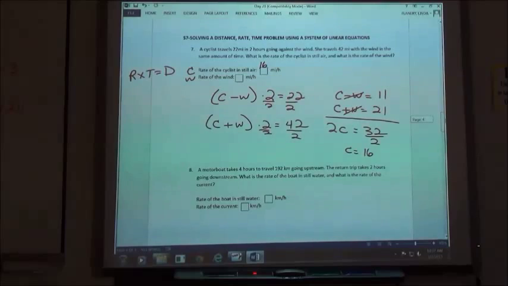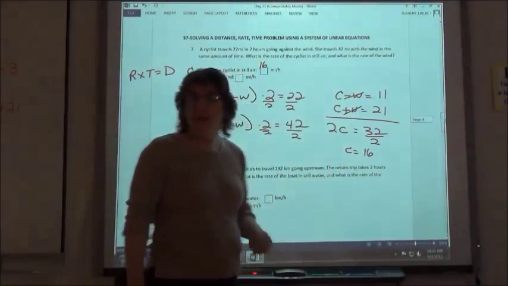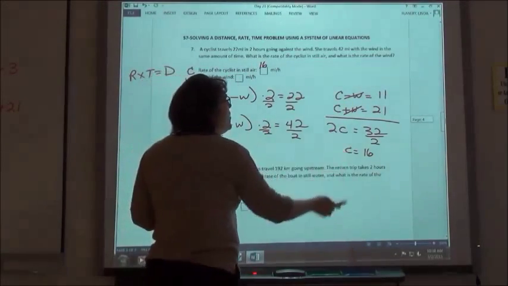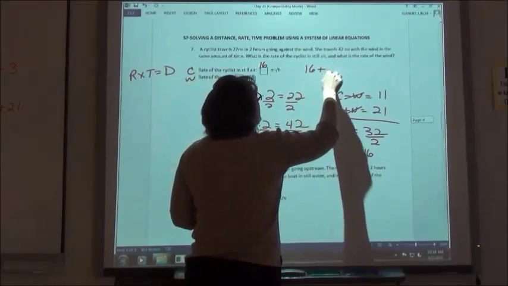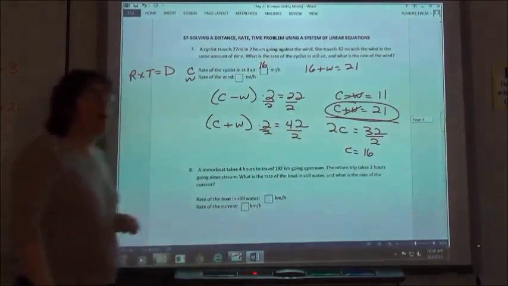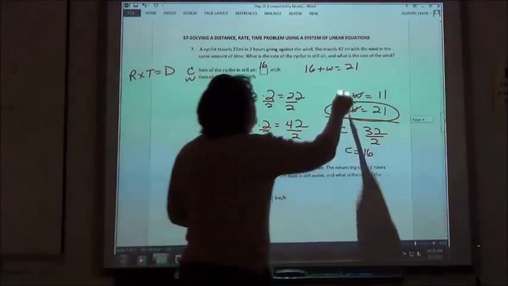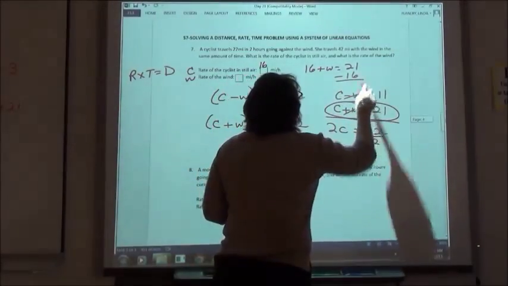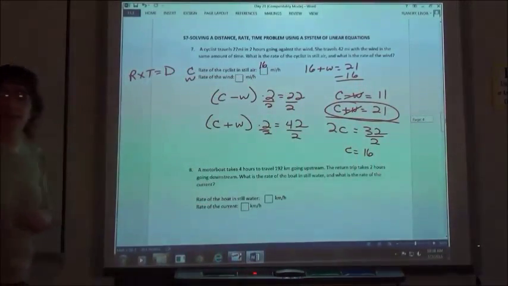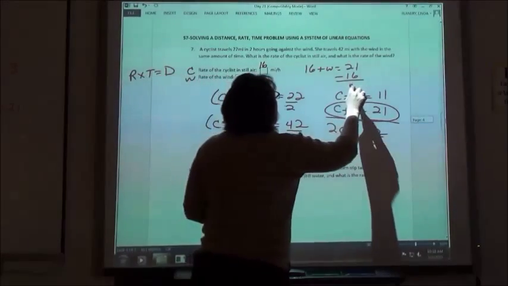We again need to find the rate of the wind. Personally, I think it's easiest to put it in with the plus 1. We did the one with the minus before. If I do the plus 1, I would say 16 plus W equals 21, plugging it into that second equation. And all I need to do to solve that is subtract, right? So 21 minus 16 gives me 5, right? So the wind is going 5 miles an hour.